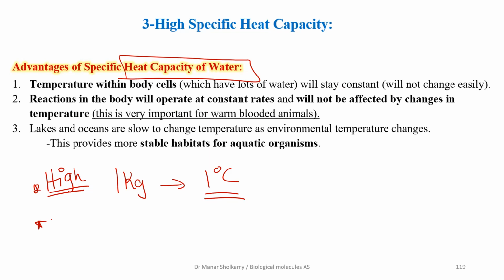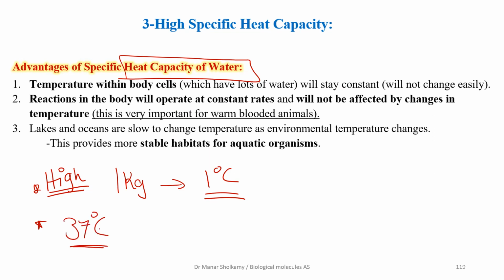Water has so many hydrogen bonds. All these hydrogen bonds have to break first in order for the temperature of the water to increase. Water is in your body. You are 70, 80% water. Why are you always 37?